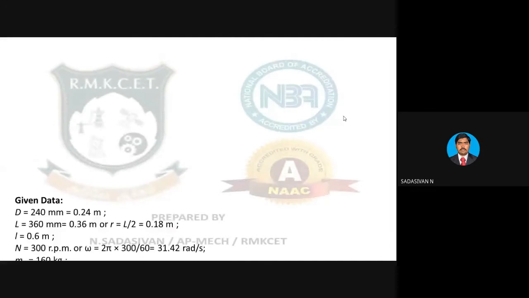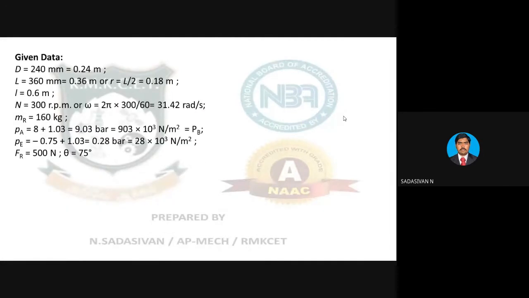Okay, so let's list down the given data. Diameter is 240, 0.24 meter. L is 360, 0.36 meter. That is capital L, stroke length. Half of the stroke length is crank radius, so you have to find L by 2. This is 0.18 meter. Connecting rod length is 0.6 meter. N is 300 RPM, so find 2 pi N by 60, which is 31.42 radians per second. Mass of the reciprocating parts is 160 kilogram.